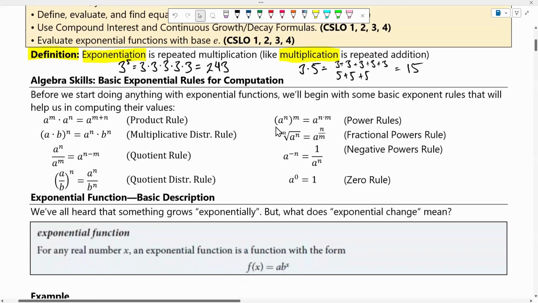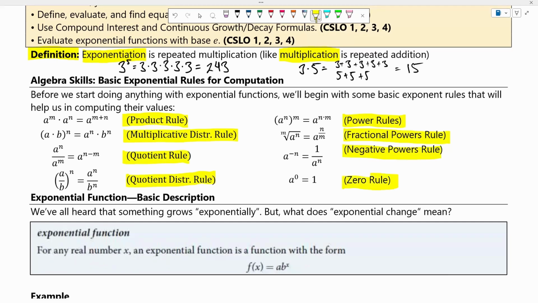Okay, there are a couple rules that if you do exponentiation, you've got a couple rules here. 1, 2, 3, 4, 5, 6, 7, 8. These are 8 rules that follow readily if you define exponentiation. I'm not going to prove them, but I will cover them here.